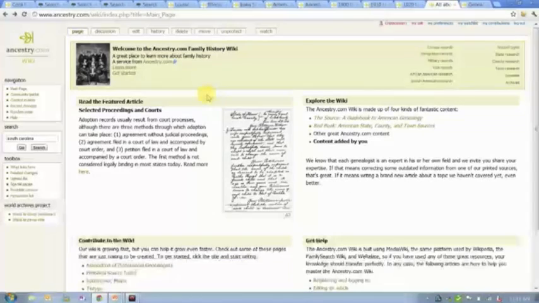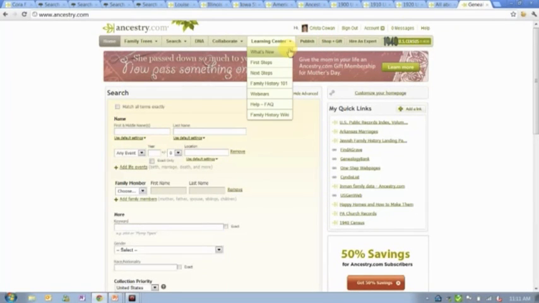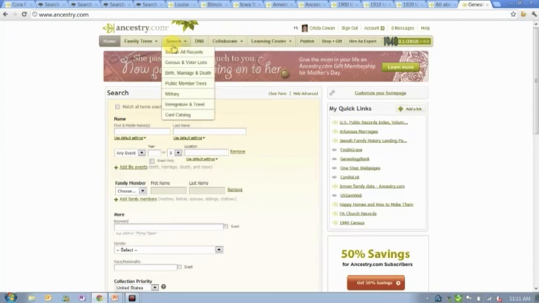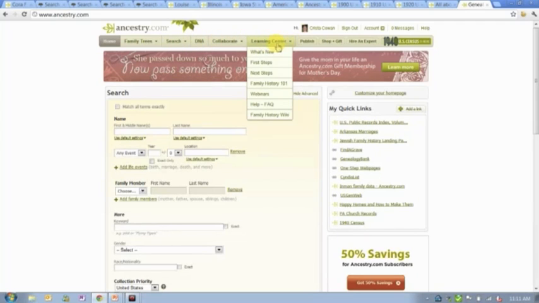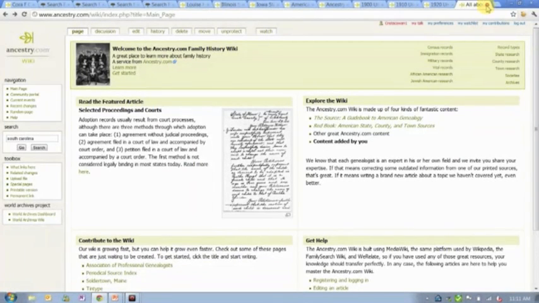So here is what it looks like. Let's start with where you find it. Here is just your Ancestry homepage. If you just hover over the Learning Center, you're going to see that the Family History Wiki is that very bottom option there. And when you click on that, it will take you to a page that looks like this.